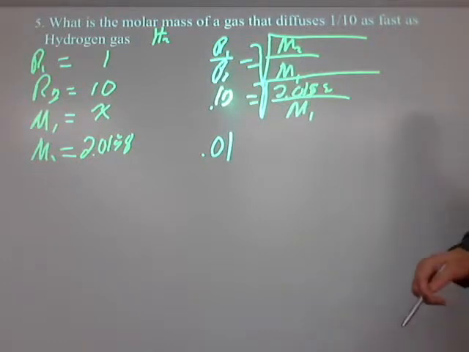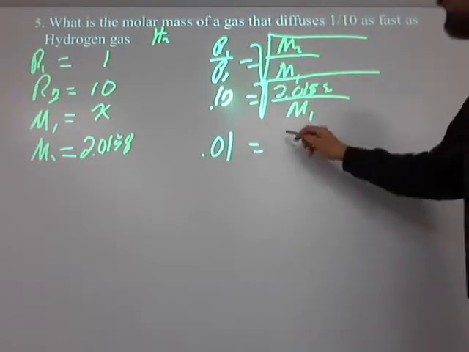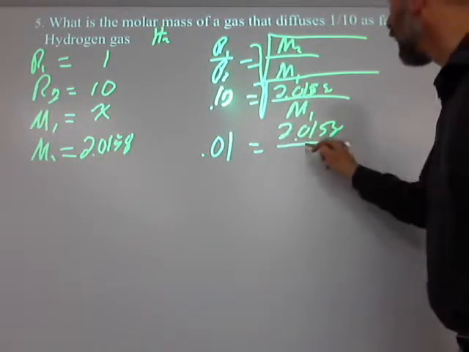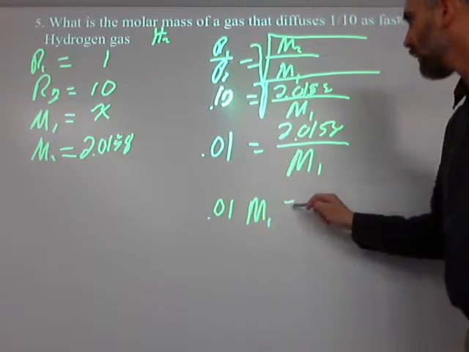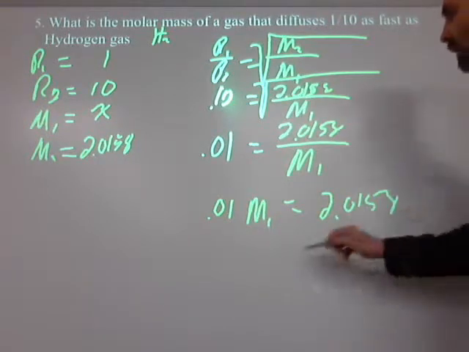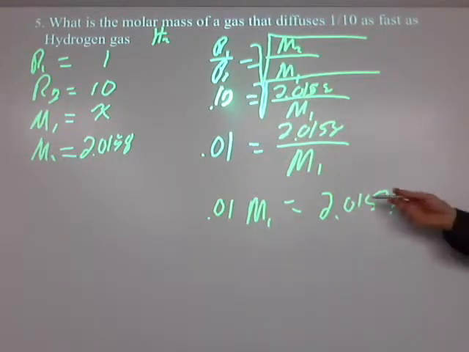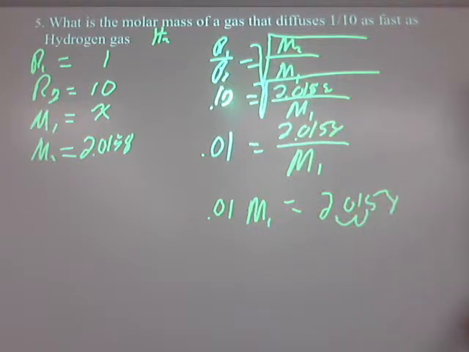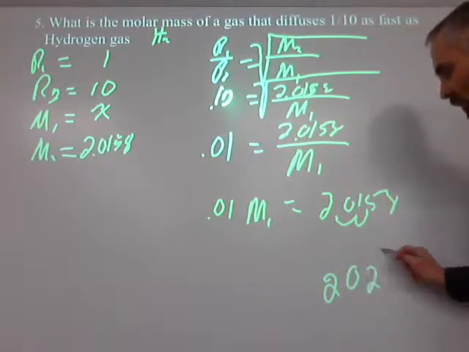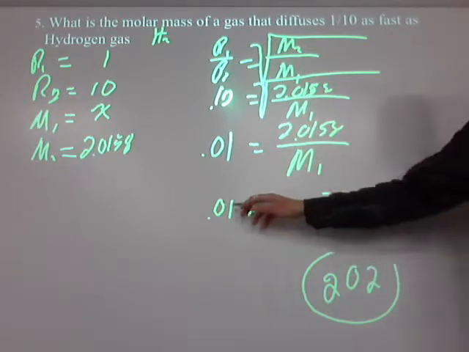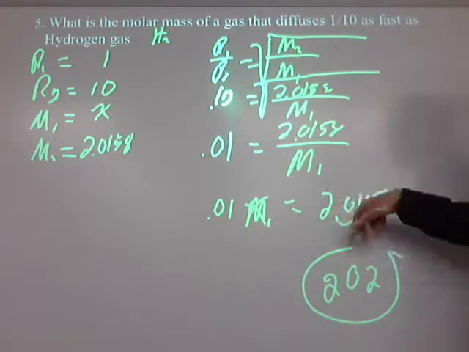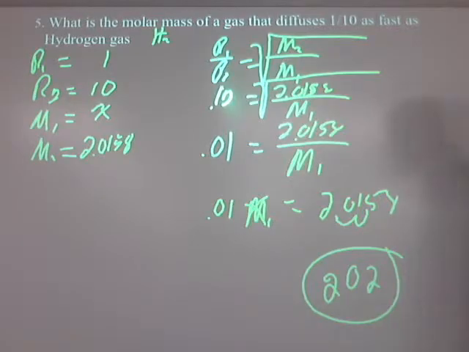Am I doing this right, by the way? My math, I'm doing it in my head, so I want to make sure everybody's been doing this. That's 2.0158 over M1. That's your molar mass 1. Multiply 0.01 times molar mass 1 equals 2.0158. You're going to divide that and you're going to get 201 or 206, right? 202. Let me round it up. Is that right? So your molar mass of the missing gas should be around 202. Okay? When you do the math for that, it's just going to be 0.01x equals that. So you divide both sides by 0.01, you should get about 202.